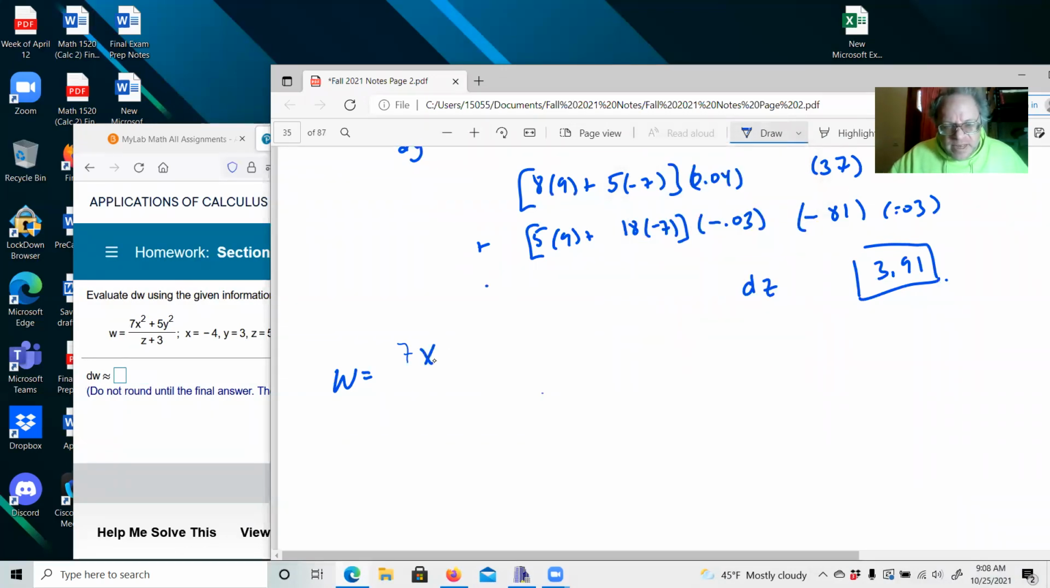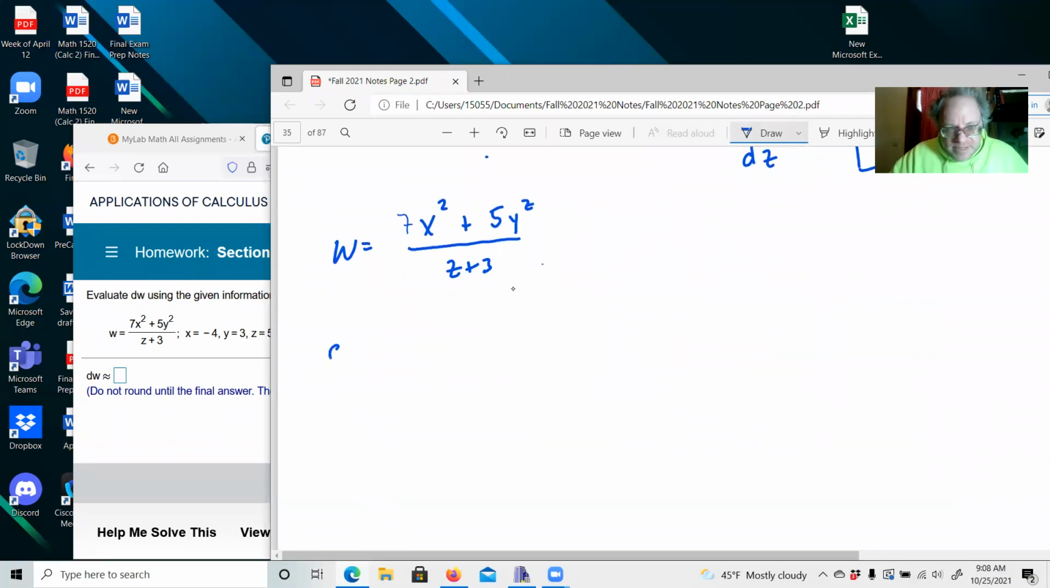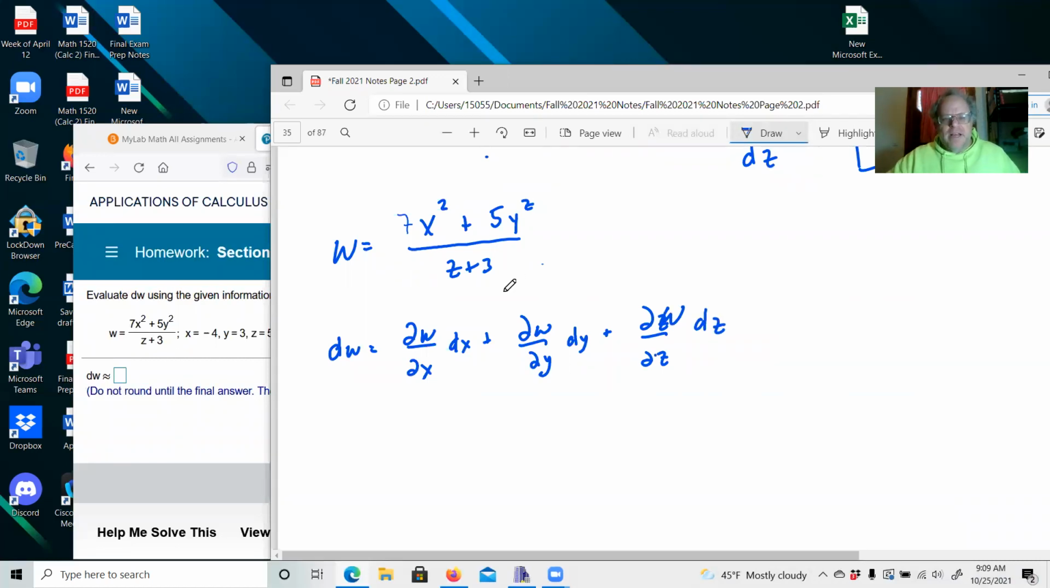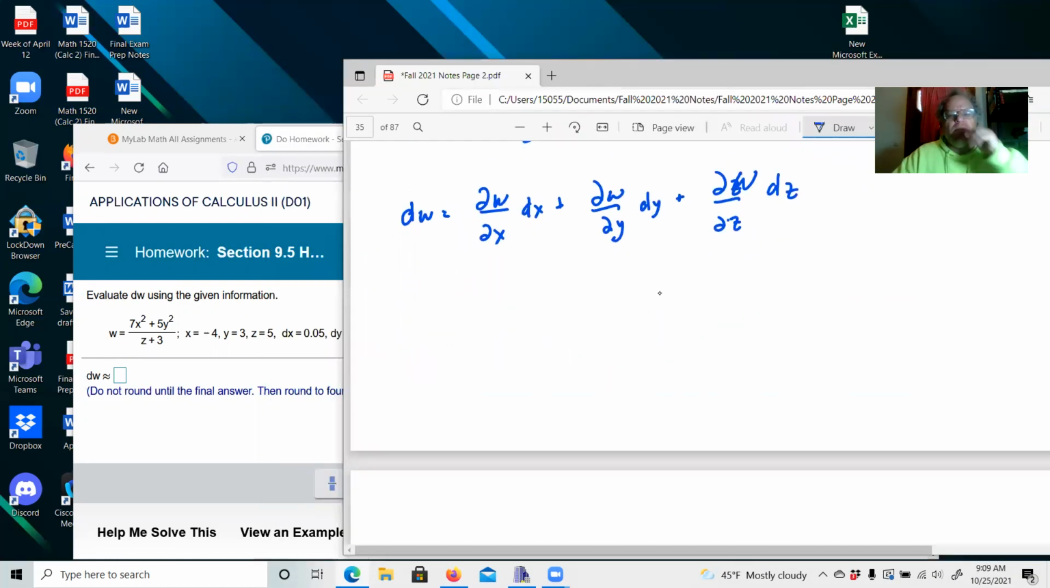So we have 7x squared plus 5y squared over z plus 3. Okay, so we do our differential here. We have dw, right? This is going to be the partial of w with respect to x, dx, plus the partial of w with respect to y, dy, plus the partial of w with respect to z times dz. Okay, and notice they give us values for each one of these things.